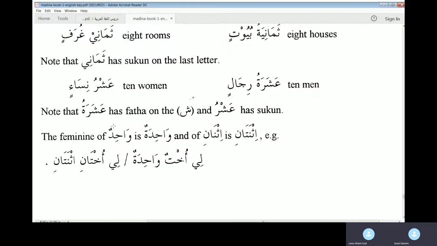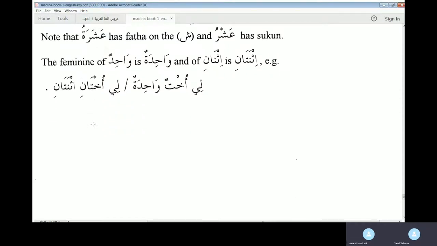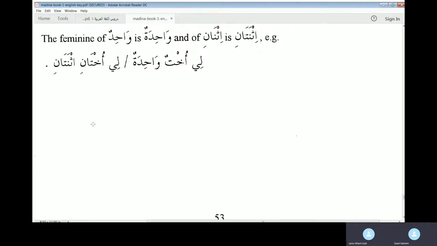The feminine of wahidun is wahidatun, and of ithnani is ithnatani. For example, li ukhtun wahidatun, li ukhtani ithnatani.